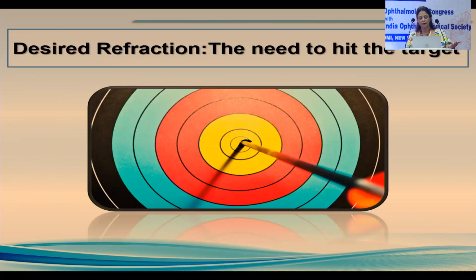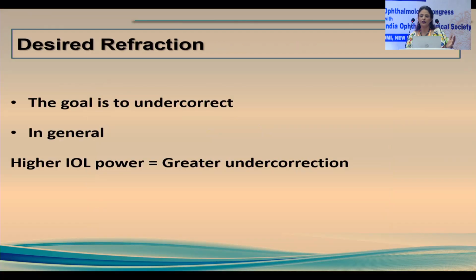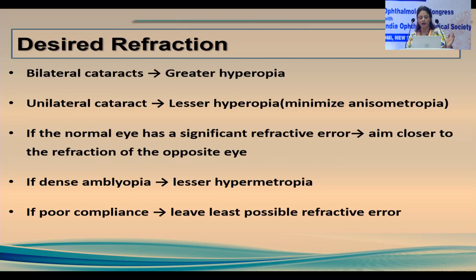As a pediatric cataract surgeon, I would always still prefer to hit the target. So the desired goal, according to the age of the child, is to undercorrect. The higher the IOL power, the more the undercorrection. For bilateral cataracts, go more than the target for more undercorrection. For unilateral cataracts, you need to create a balance between the two eyes. You want to minimize the anisometropia.